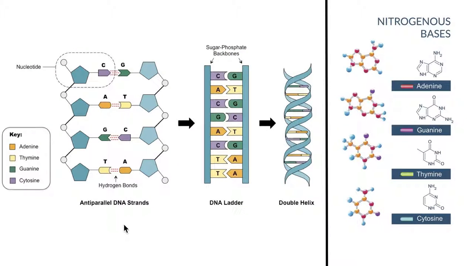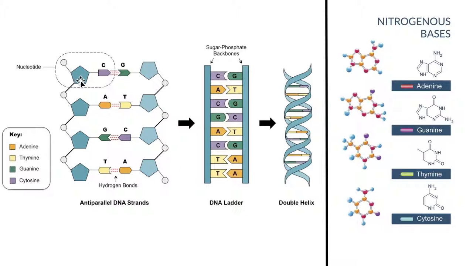DNA is a nucleic acid. It's made up of repeating units or monomers known as nucleotides. So this is one nucleotide, this is another, and another. We also know DNA is double-stranded, so there's two rows of nucleotides that make up DNA.